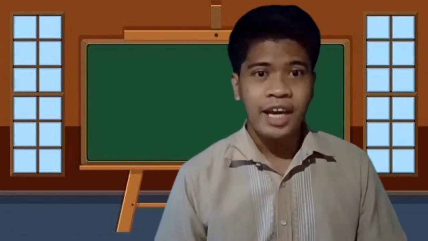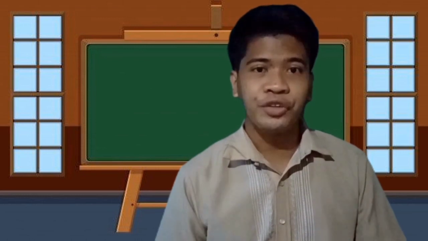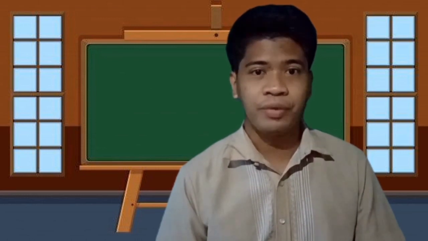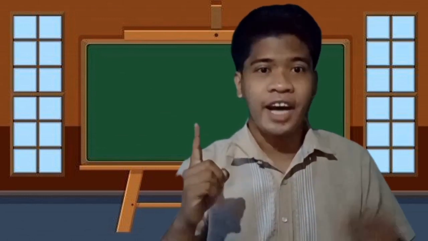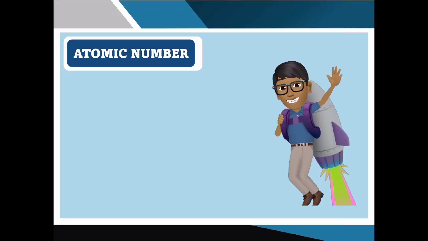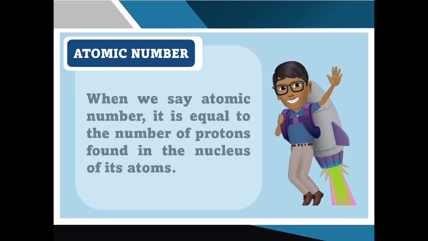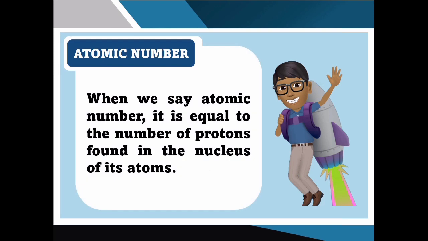At this point, let us discuss two of the unique properties of each atom, the atomic number and atomic mass. When we say atomic number, it is equal to the number of protons found in the nucleus of an atom. In other words, the number of protons in an atom corresponds to its atomic number. Why? Because the number of protons and the atomic number of an atom are the same.